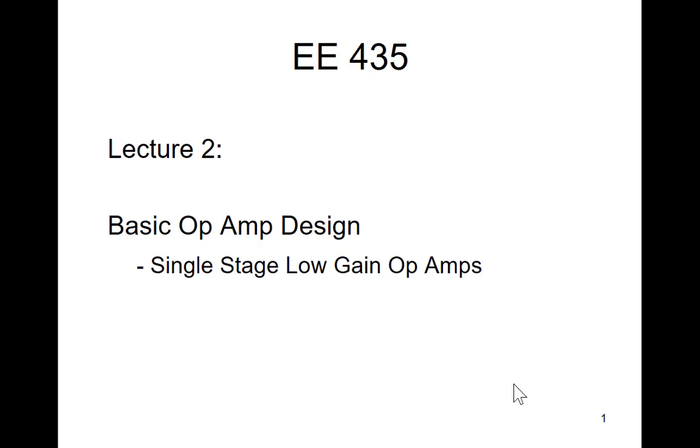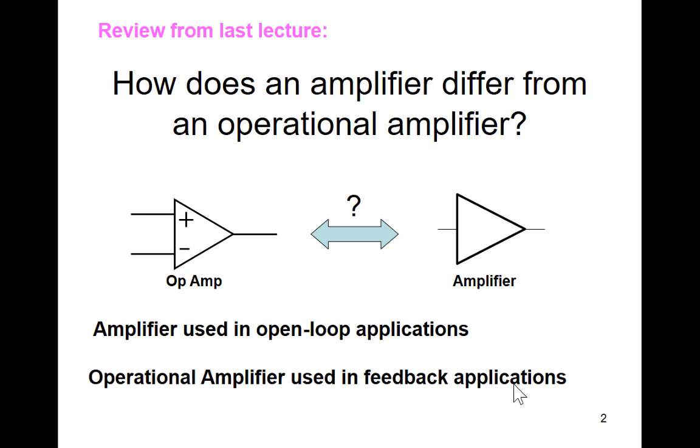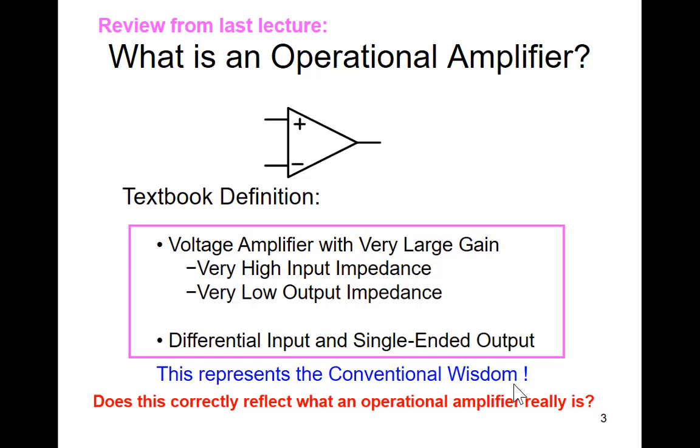Well, today I'd like to start talking about op-amp design. We'll spend a lot of time in the course talking about op-amp design. First, a review from last time. We asked the question how an amplifier differs from an operational amplifier. And the big distinction we made is the size of the gain and the fact that one is intended to be used in open loop applications and the other in closed loop applications.